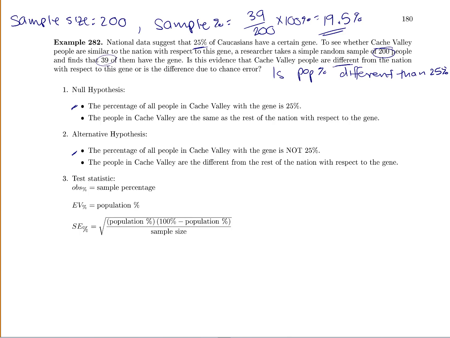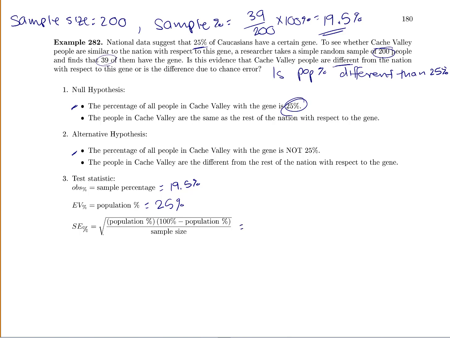Okay, our test statistic, we have preliminary work. First, find observed, expected value, and standard error. So our observed percent, well, that would just be what we saw in our sample. Our sample percentage, we calculated as 19.5%. The expected value is equal to our population percent, which of course we don't know, but we go with whatever the null hypothesis says, so 25%.